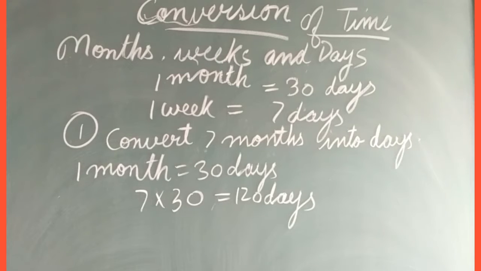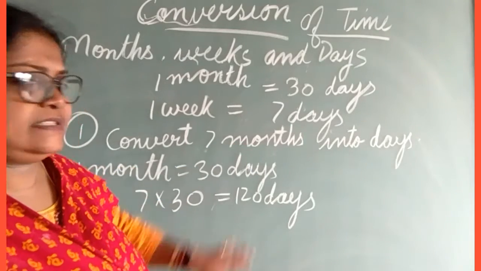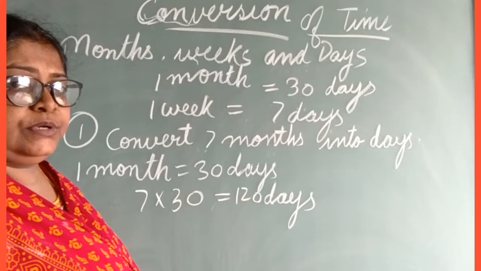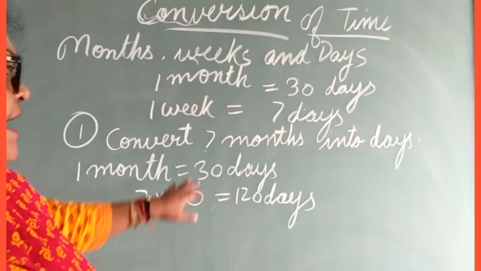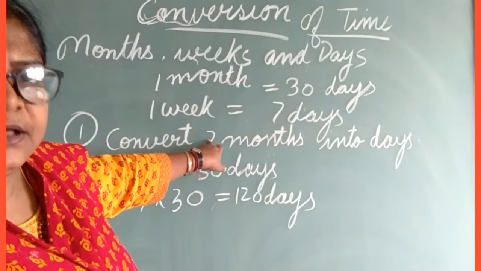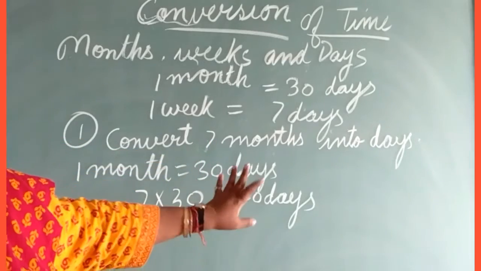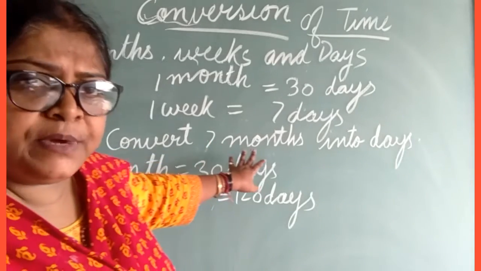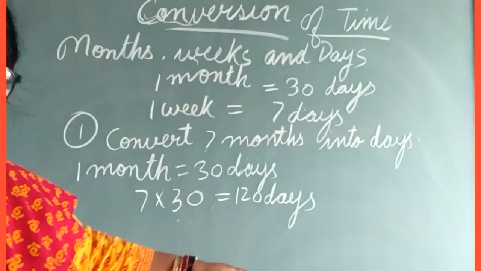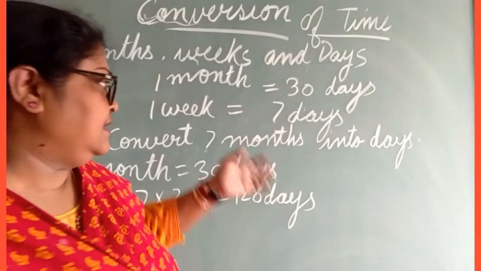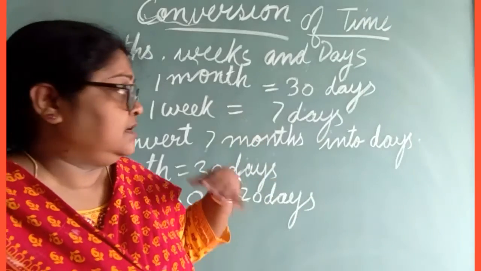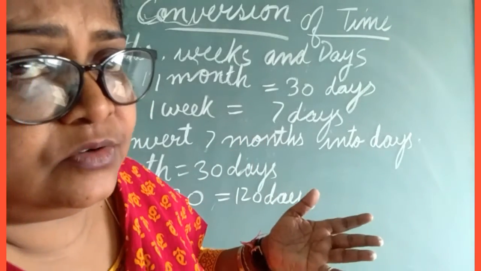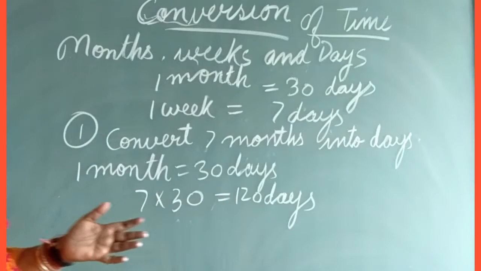So it is clear to you all how you will change the month into days. Here it is given 7 months that you have to change into days. Anything can be written here: 2 months, 3 months, 4 months. If it is 2 months, what will you do? 2 into 30, you will get the answer. If it is 3 months, convert into days, 3 into 30, you will get the answer.